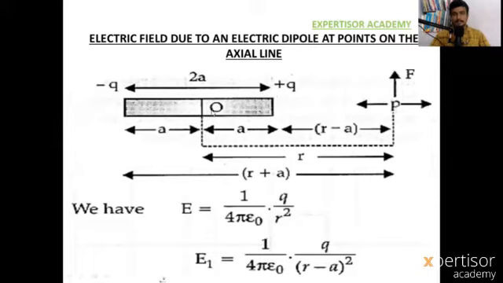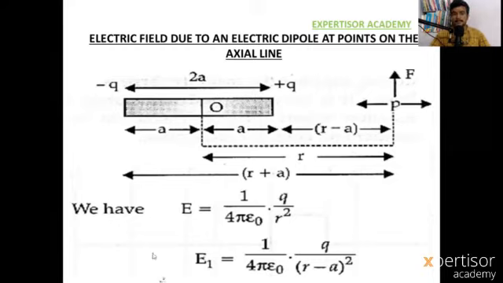By this electric dipole. So this is our concept. So let's go for the derivation for this concept. We know very well the electric field formula: E is equal to 1 by 4 pi epsilon naught into Q divided by R square. Q is charge, R is the distance between point charge and testing charge.